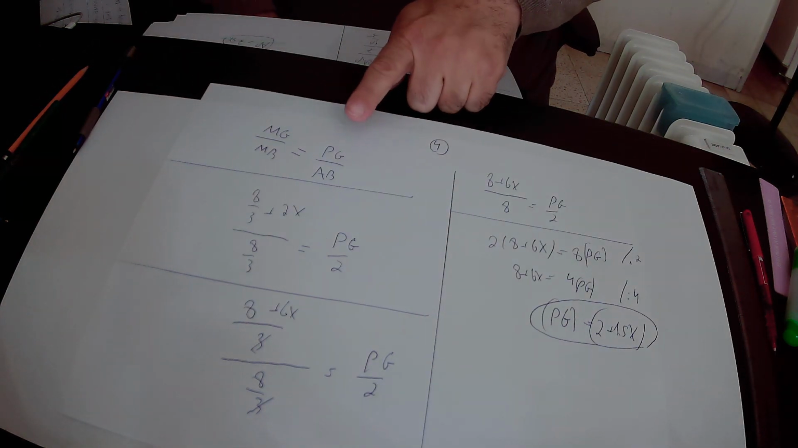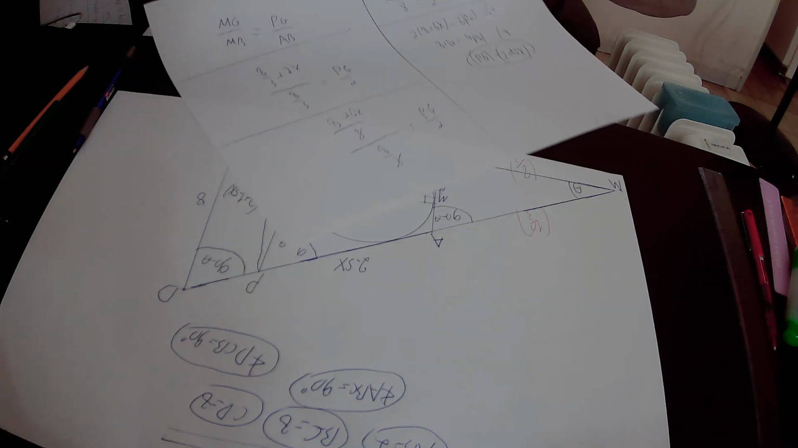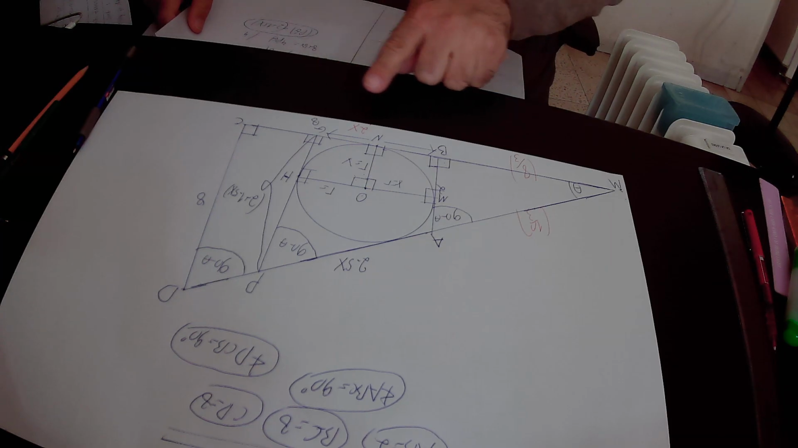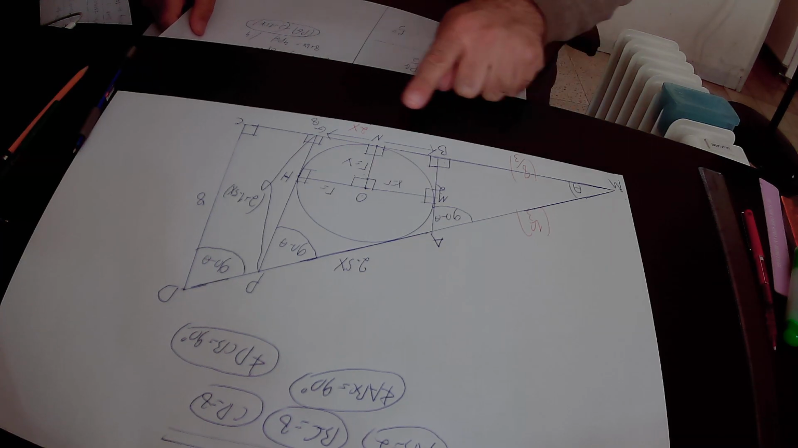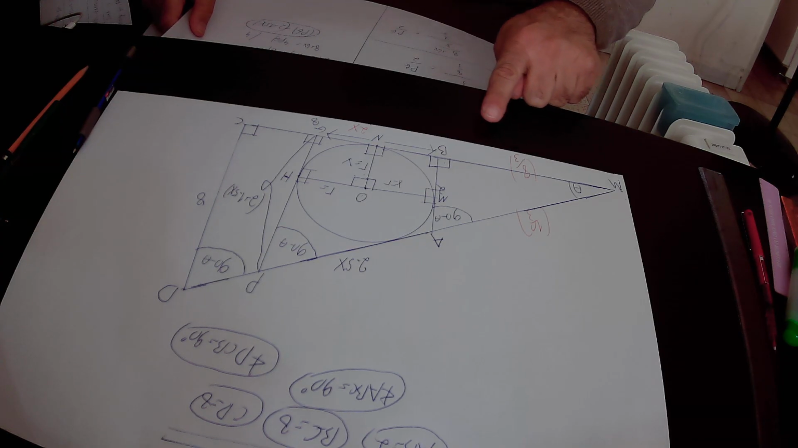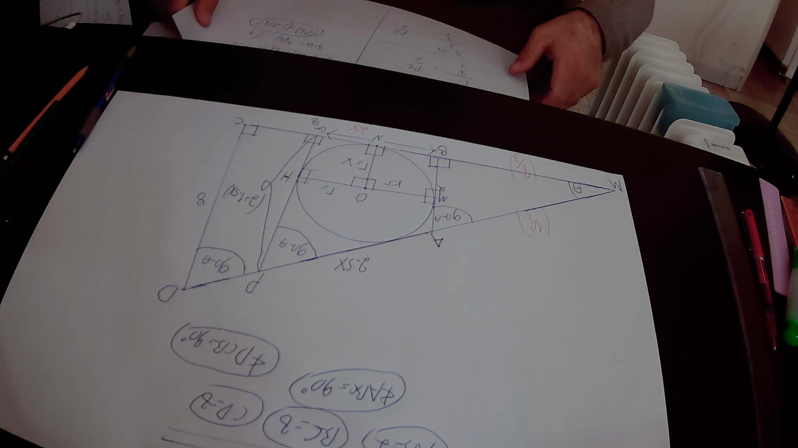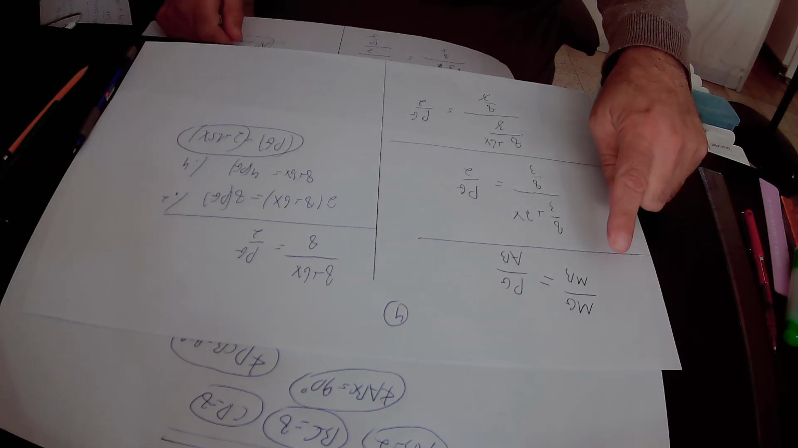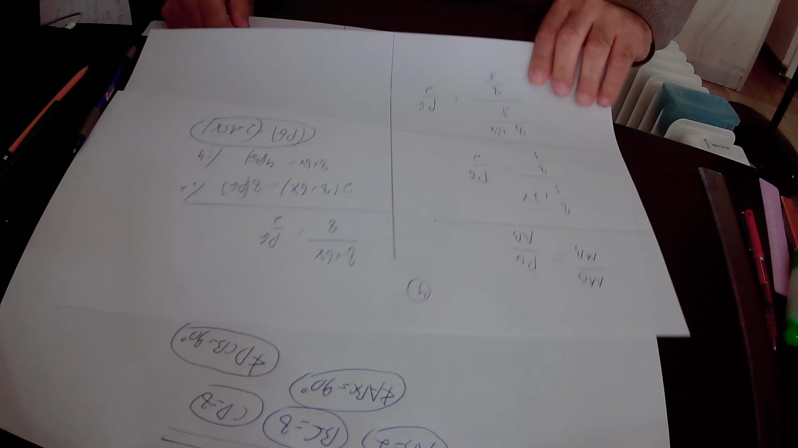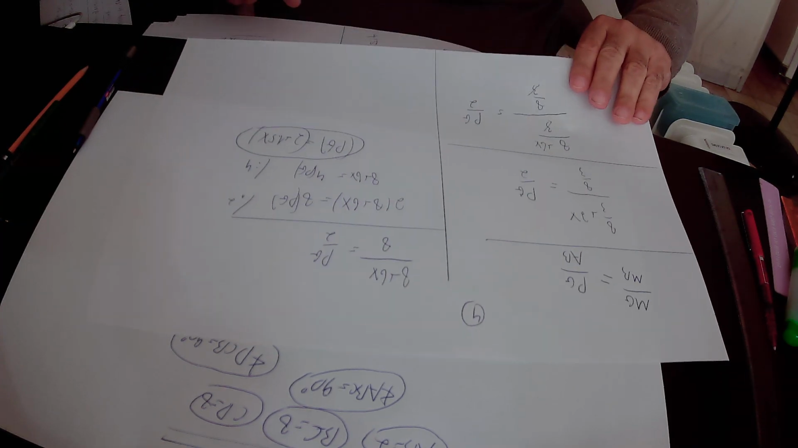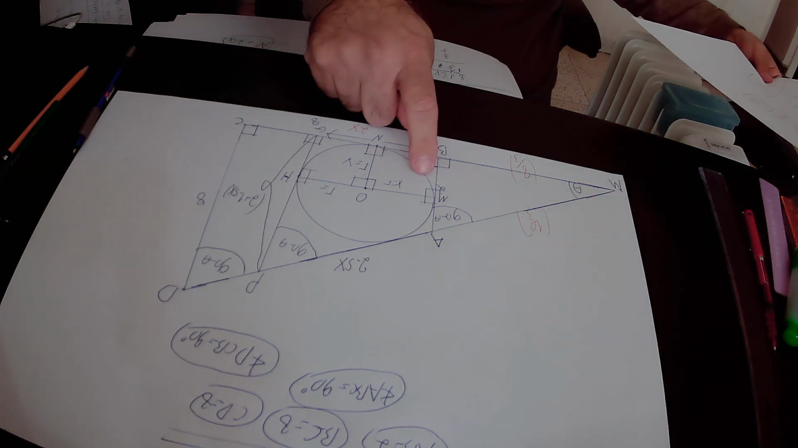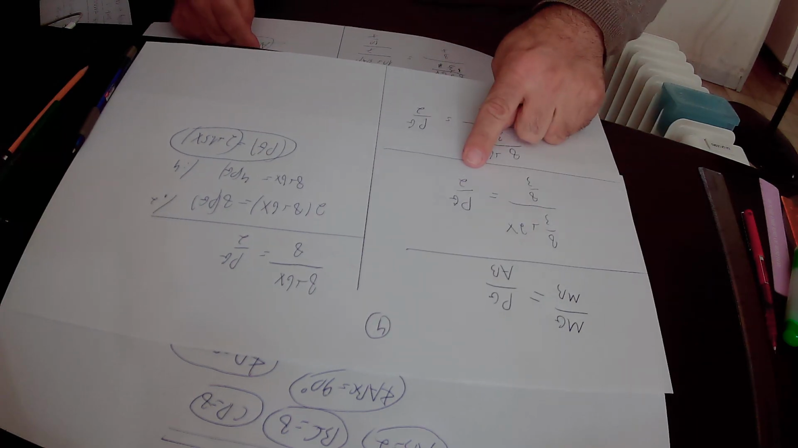MG over MB equals PG over AB. MG equals MB plus BG. MG is 8 over 3 and BG is 2x. So we substitute MG by 8 over 3 plus 2x, over MB, which is 8 over 3, equals PG, which is unknown so we leave it as it is, over AB. AB is 2, so we substitute AB by 2.